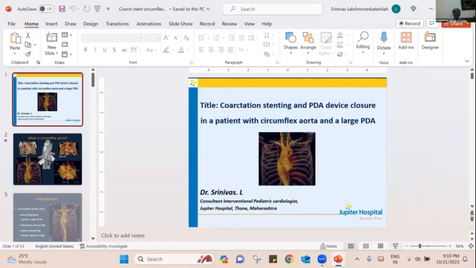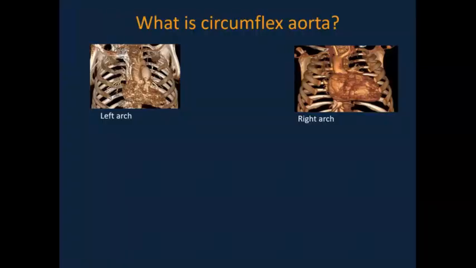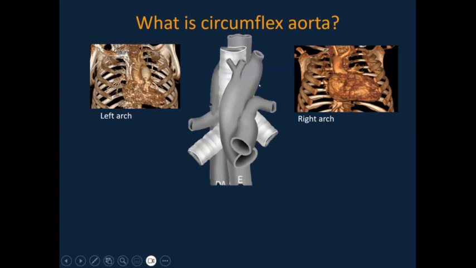Yeah, very well. This was a case which was done some time back, almost 2012, I think. This was a coarctation stenting and a PDA device closure in a patient with circumflex aorta and a large PDA. What is circumflex aorta? This is the normal aorta with the left aortic arch and the left descending thoracic aorta. A right arch has a right aortic arch and the right descending thoracic aorta. In a circumflex aorta, you have an ascending right-sided aorta, then a circumflex arch, and a descending aorta on the opposite side. So this is circumflex arch.